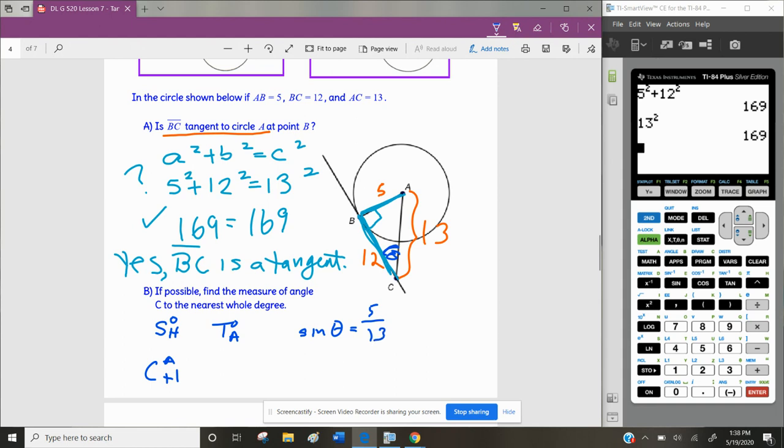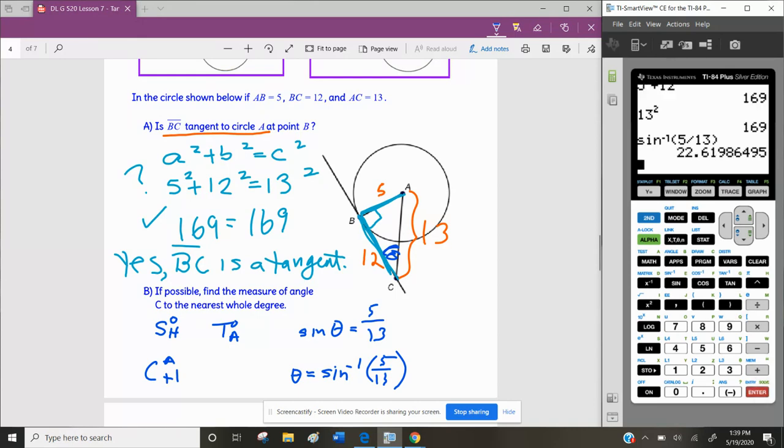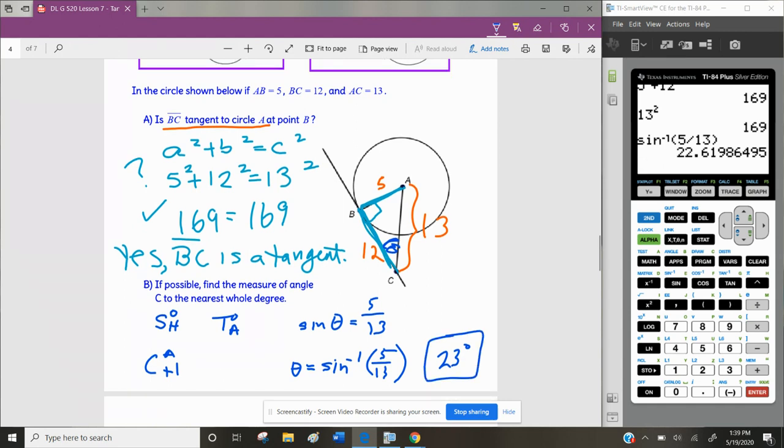And since we want to find the angle, we're going to use the arc sine, which all that means is in our calculator, we're going to hit the second sine button. 5 divided by 13. That is, to the nearest whole degree, 23 degrees. If we had angle A, then we would just subtract 180 minus angle A minus 90 degrees, and that would leave us with angle C.